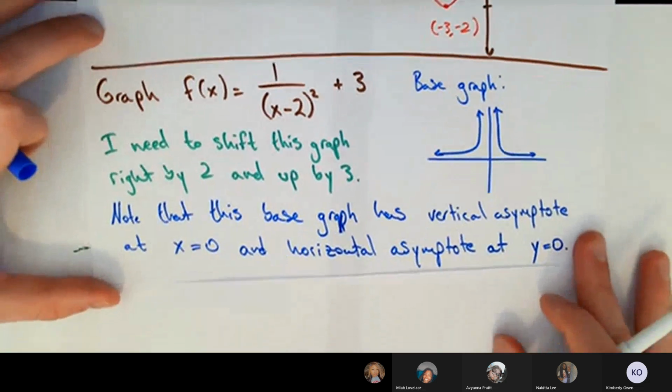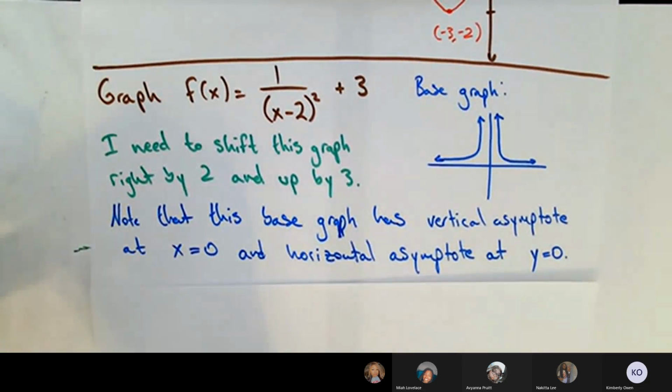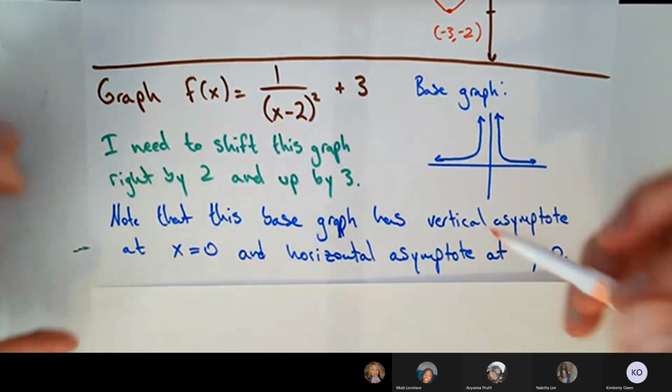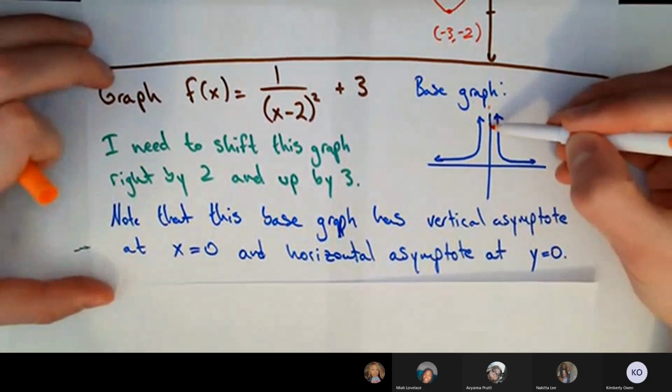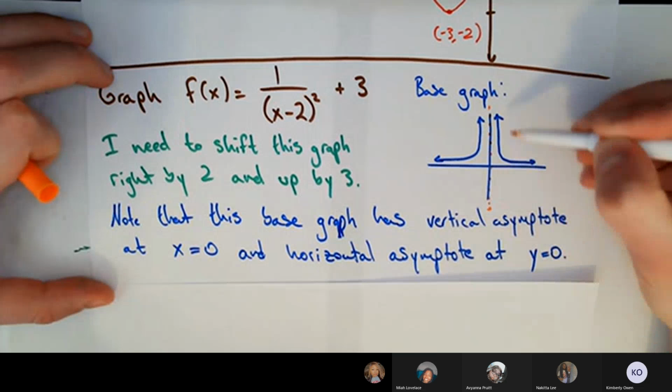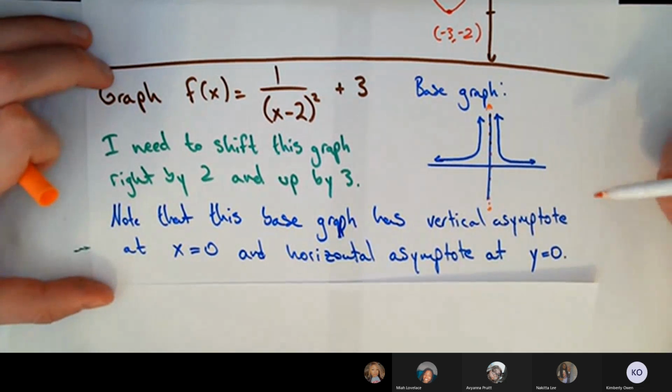Okay, so I've noted where these asymptotes are. And just to draw them on your base graph, here is the x equals 0 vertical asymptote. That's at x equals 0.